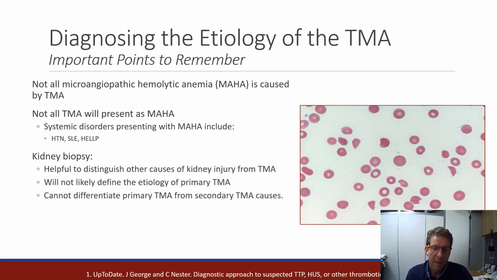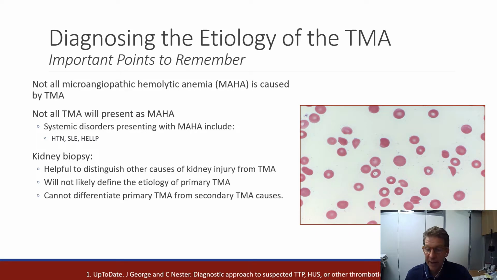It's important to remember, again, as I've already stated, that TMA is not a diagnosis, but a finding that leads you to think about these potential etiologies. And some other things to remember. Not all microangiopathic hemolytic anemia is caused by a TMA. Mechanical hemolysis around a heart valve, something like that, can also lead to microangiopathic findings that are not necessarily from a TMA. It's also important to remember that not all TMA findings will present with microangiopathic hemolytic anemia.